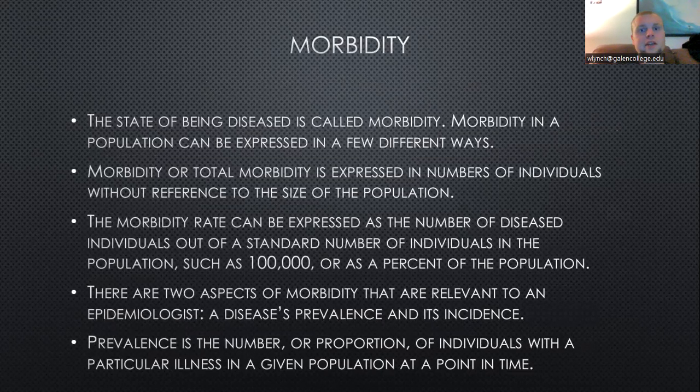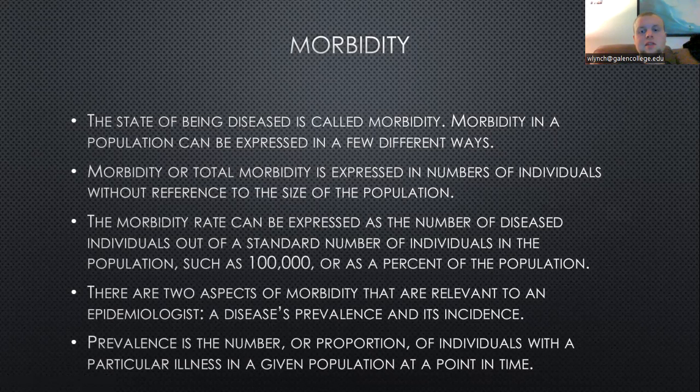Talk about morbidity and mortality together in terms of disease outcomes. Morbidity is going to be the state of being diseased. So if we say that there's a morbidity of 82%, that means that 82% of a population has a disease or has a positive diagnosis for a disease, right? Morbidity, or the total morbidity, is expressed in number of individuals. Morbidity rate is going to be expressed as a number of diseased individuals out of a standard number. So usually the standard number is around 100,000. This is going to be indicative of the population as a whole or a larger population.